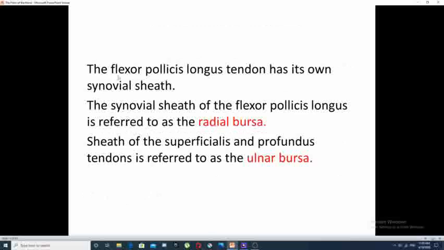Whereas the flexor pollicis longus tendon has its own synovial sheath. The synovial sheath of the flexor pollicis longus is referred to as the radial bursa, whereas the sheath of the superficialis and profundus is referred to as the ulnar bursa.